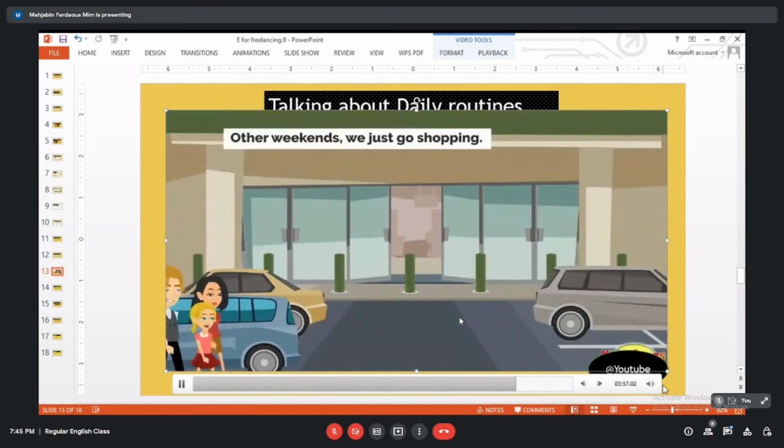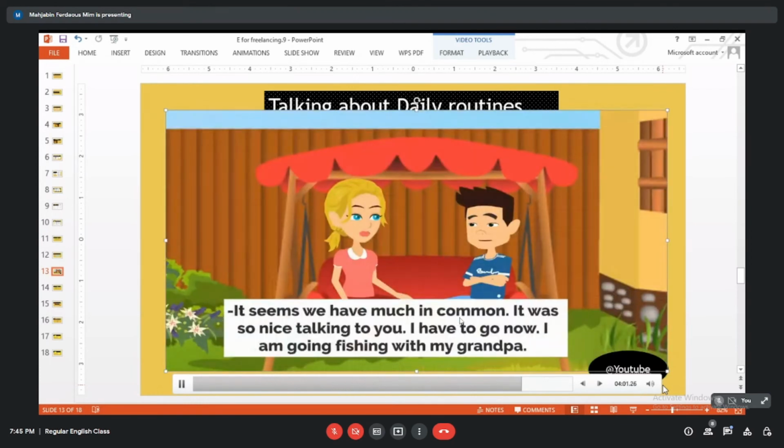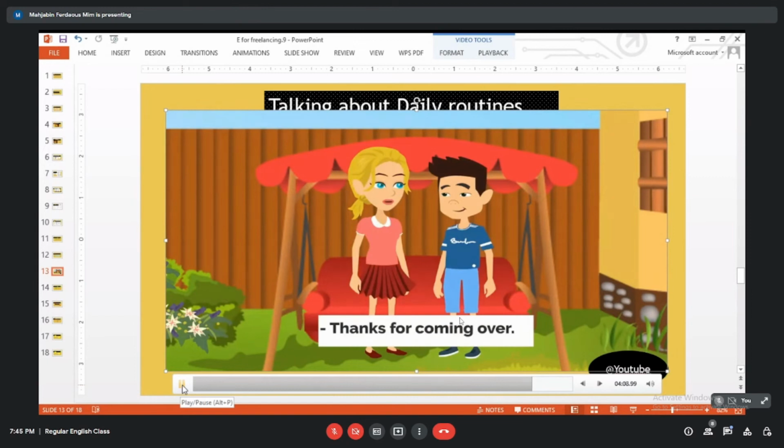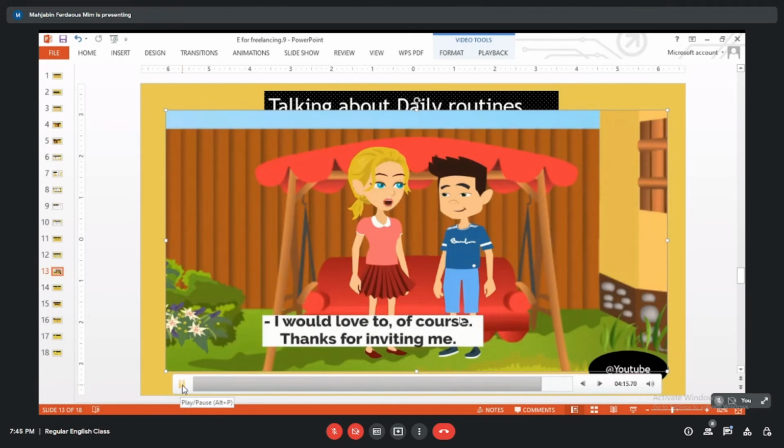Other weekends we just go shopping. It seems we have much in common. It was so nice talking to you. I have to go now. I am going fishing with my grandpa. Thanks for coming over. You should pay us a visit too and meet my little sister. She is very funny. I would love to, of course. Thanks for inviting me.